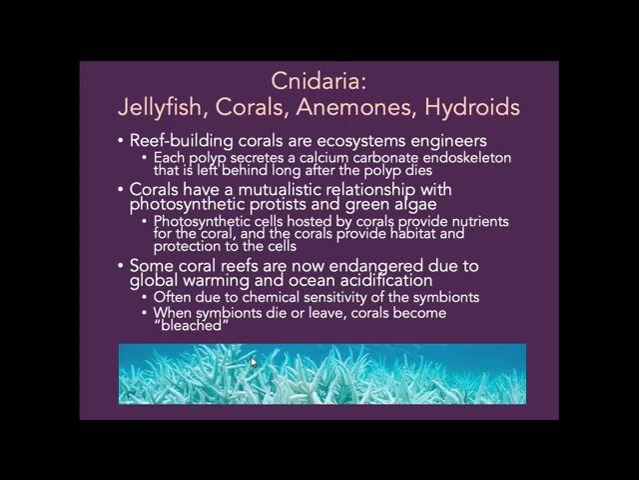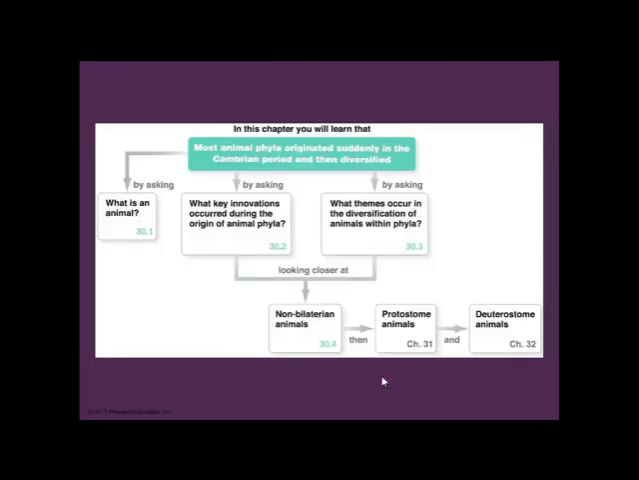All right, so I hope you've learned what an animal is, the major innovations that occurred during the origin of animal phyla, and different kinds of themes. We looked at the non-bilaterian animals and then mentioned what you're going to see in the protostome chapter next and the Deuterostome chapter after that.